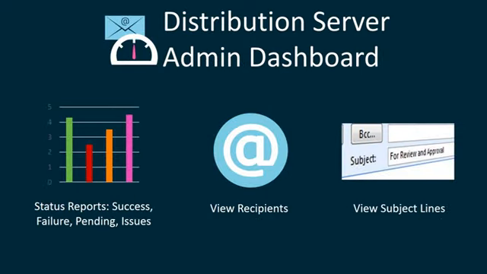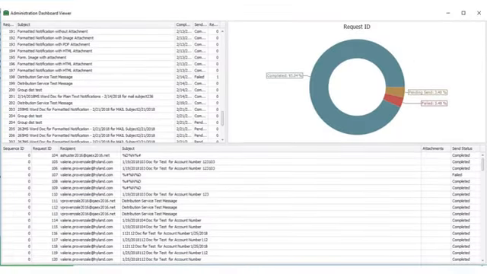Now, for our distribution server, which is really the hub for notifications, there is a brand new dashboard available in 18. This dashboard can report on the status of notifications such as success, failure, pending, and issues, and allow administrators to view the recipients and subject lines, etc. Here's what this looks like.